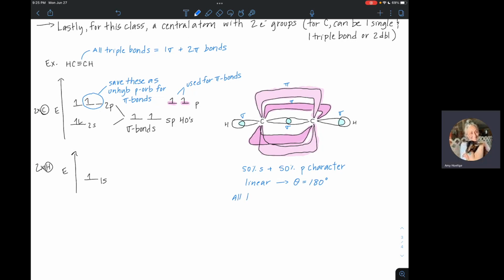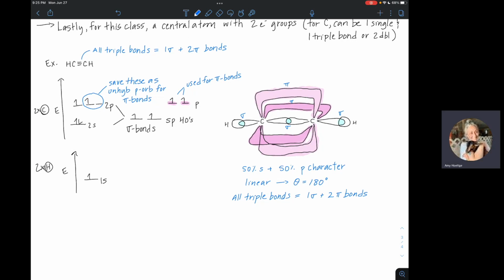Again, all triple bonds are going to be that 1 sigma plus 2 pi bonds. It's not simply just 3 single bonds. All single bonds are sigma bonds. I don't have 3 sigma bonds here. I have 1 sigma bond between the 2 carbons, and I have 2 pi.